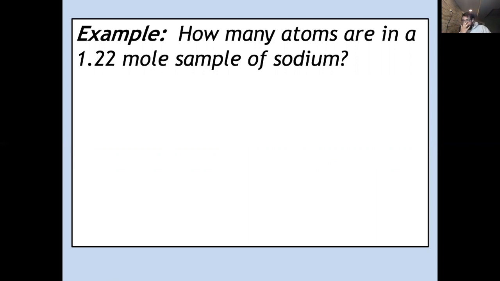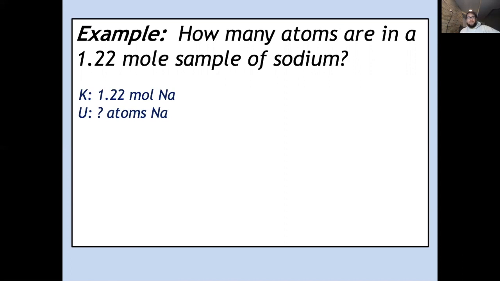Okay, so in these problems, you want to start off by listing what you know and what you don't know. So K here stands for known. So in the case of what I know, my question gives me 1.22 moles, right? I'm abbreviating moles by just saying MOL, moles of this sodium, Na. Okay, so what I don't know though is how many atoms of sodium I have.